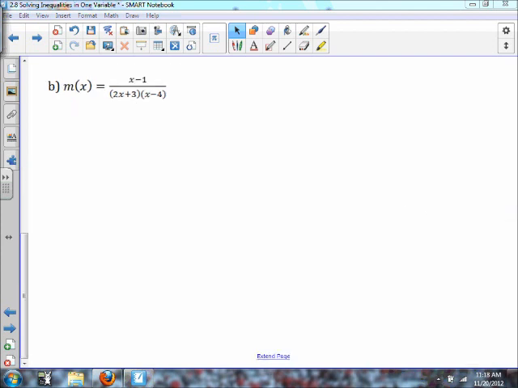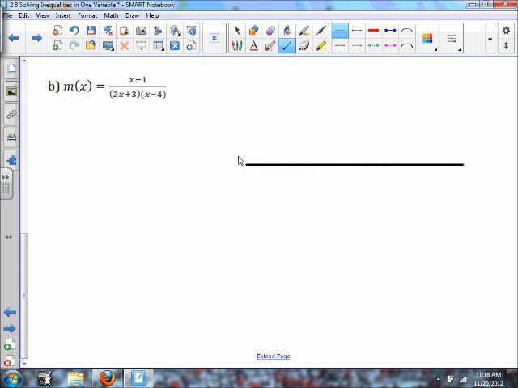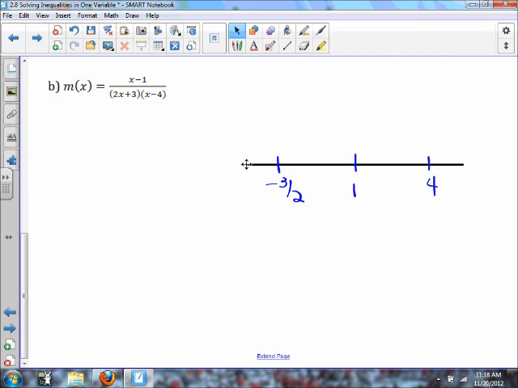All right, when we look at this, again, our critical points will be negative 3 over 2, 1, and 4. Remember, when you do these, you have to have them in numerical order, least to greatest. Now, negative 3 halves will be undefined because you can't divide by 0. It'll be 0 at 1 and undefined at 4.